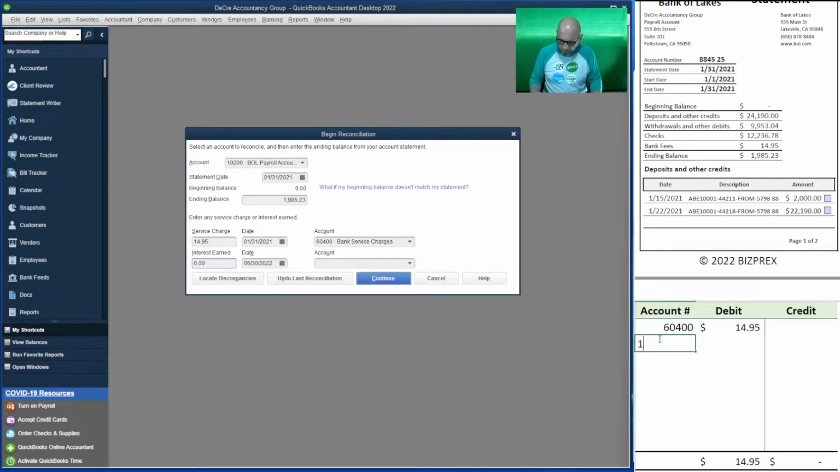So our payroll account is 10,200, and it is right here. So again, this 14.95 is a credit to our account 10,200, and it is a debit to account 60,400, because this is an expense account, it goes up. All right, let's continue. So far, so good.